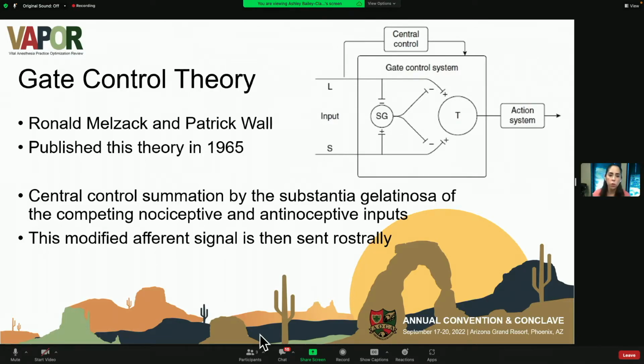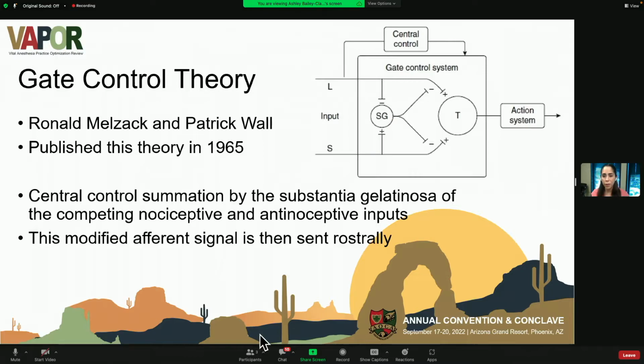Well, Dr. Melzack and Dr. Wall went back and looked at this. They came up with what they considered the gate control theory. They thought the substantia gelatinosa did this central control summation by inputting nociceptive and anti-nociceptive input, and this modified signal was then sent rostrally to the brain. This is a very basic schematic of that. The way I explain this to my patients is we're tricking your brain into not perceiving the pain anymore. This was proven, and this was the main theory for a long, long time.